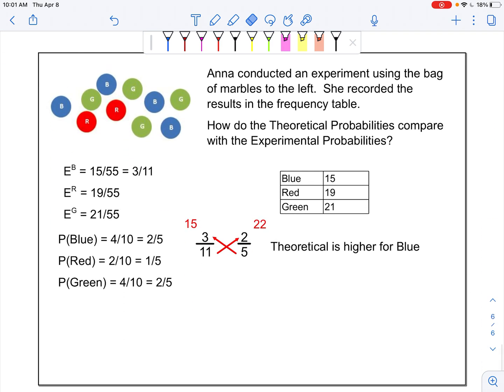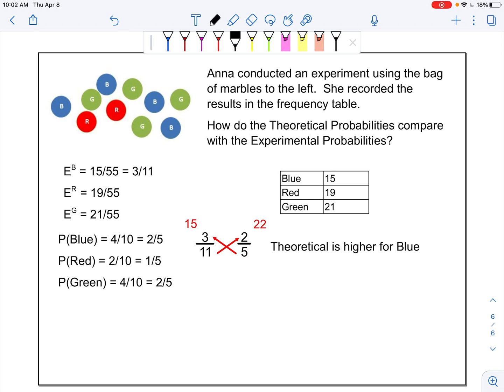Here's that same experiment conducted 55 times, but now we want to know how close the theoretical is to the experimental. So here I've got my experimental probability recorded over here. That's just what we did on the last pages. But then I calculated my theoretical probability. So there are 10 marbles in the bag. 4 of them are blue, 2 of them are red, and 4 of them are green. So I'm just going to compare the theoretical with the experimental.